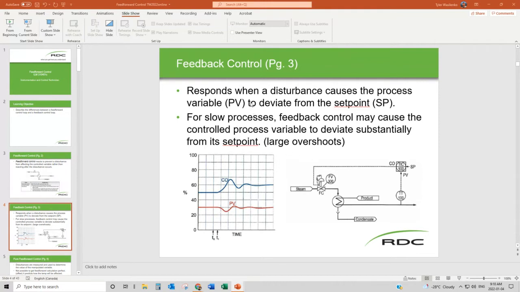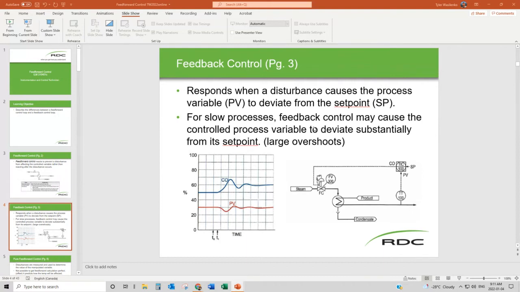Okay, so feedback control, again, responds when a disturbance causes the process variable to deviate from the set point. So your PV minus SP or SP minus PV gives us an error and tells us whether we have a direct or reverse reaction to that disturbance.